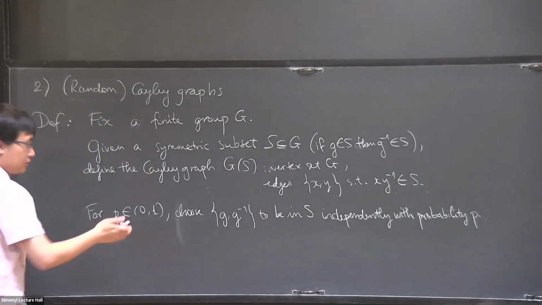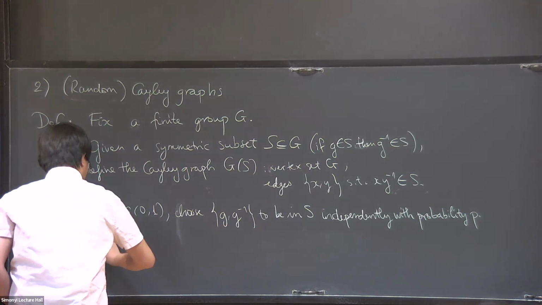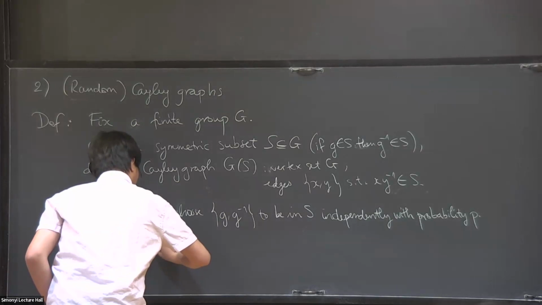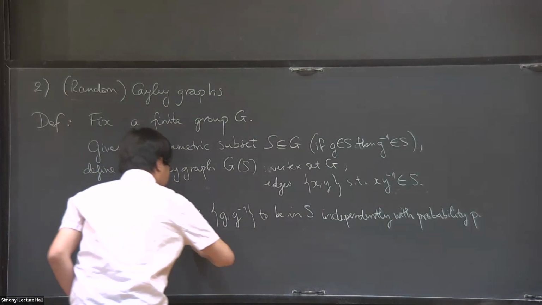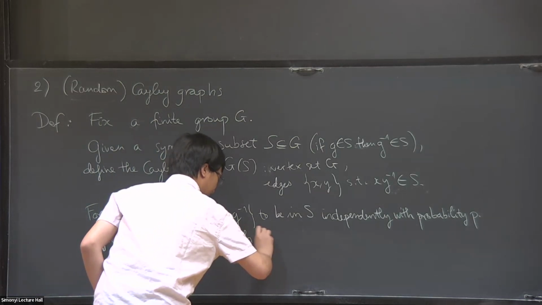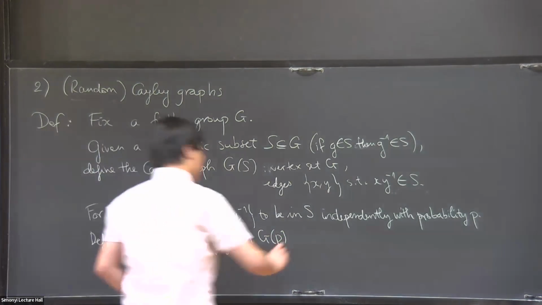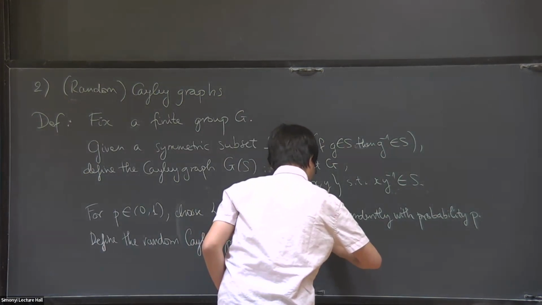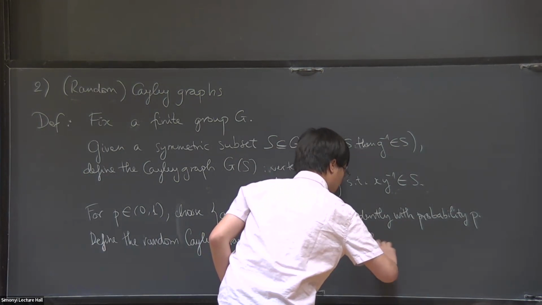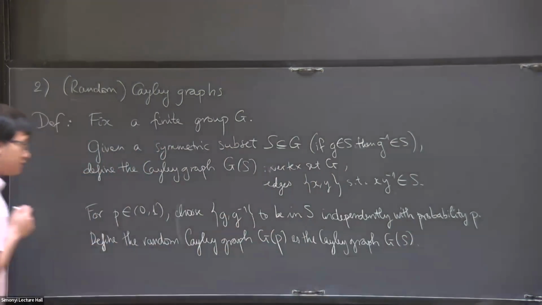And now this defines a random set S, and we will define the random Cayley graph with density P, which I will denote by G of P in this talk, as the Cayley graph G with this random generating set S.